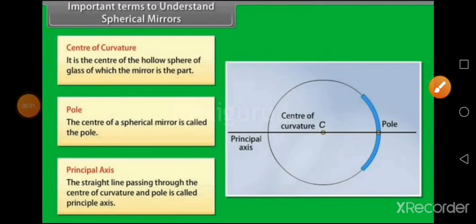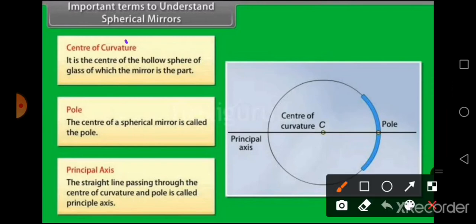Now let us come to some important terms related to mirrors. The first one is the center of curvature. The center of curvature, as you know, is the exact center of the hollow sphere of which the mirror is a part. The next term is the pole. The pole is the geometric center of the spherical mirror. Suppose you take this as the mirror part, isn't it?